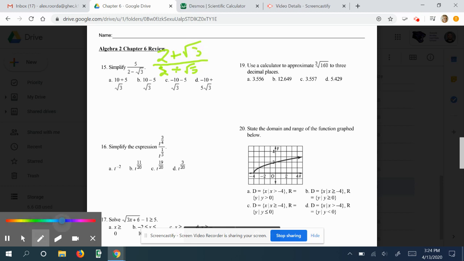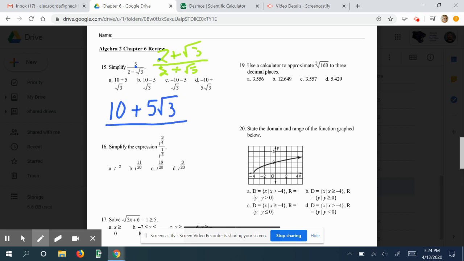And so when I multiply, 5 times the top is going to be 10 plus 5 square roots of 3, all over 2 times 2, which is 4. 2 times the square root of 3 would be 2 square roots of 3, right? And then negative square root of 3 times 2 would be negative 2 square roots of 3. And finally, negative square root of 3 times a positive square root of 3 would be minus 3.